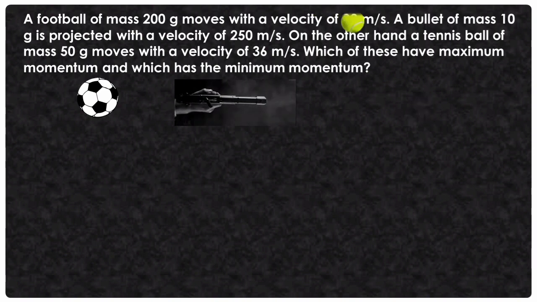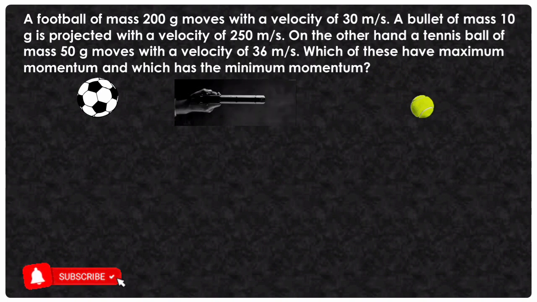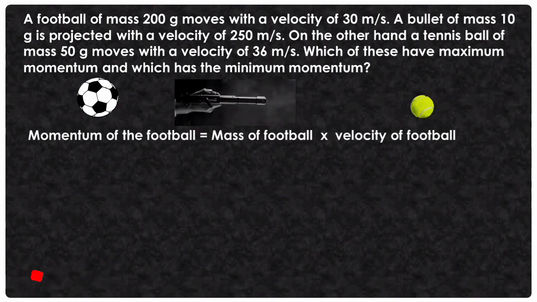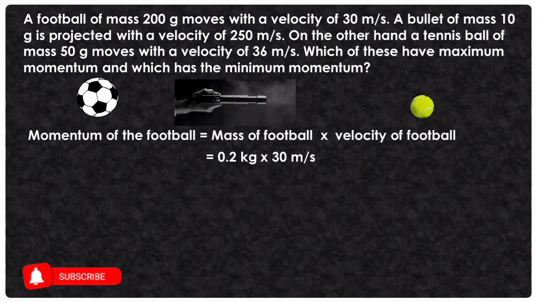Now what is the formula for momentum? Momentum is mass into velocity. So momentum of the football will be mass of the football into velocity of the football. Substitute the values. Mass here is 200 gram. Since the unit of momentum is kilogram meter per second, we have to express the mass of the football in terms of kilogram. So 200 gram will be 0.2 kilogram into 30 meter per second. Calculating, you get the answer 6 kilogram meter per second.